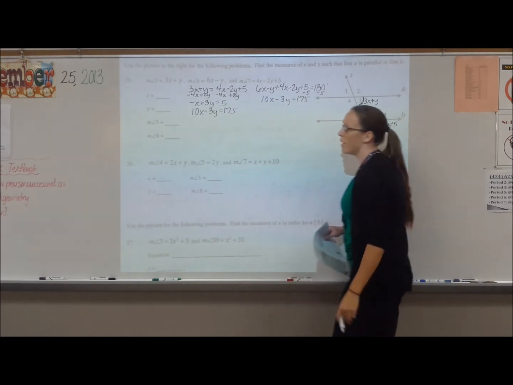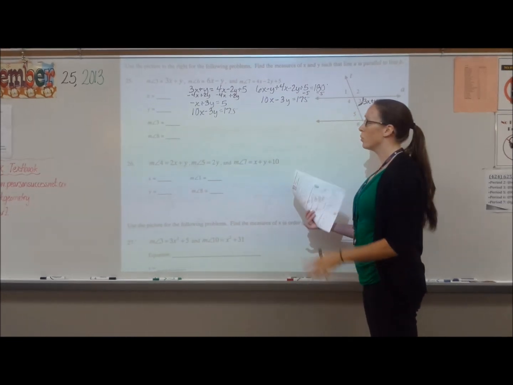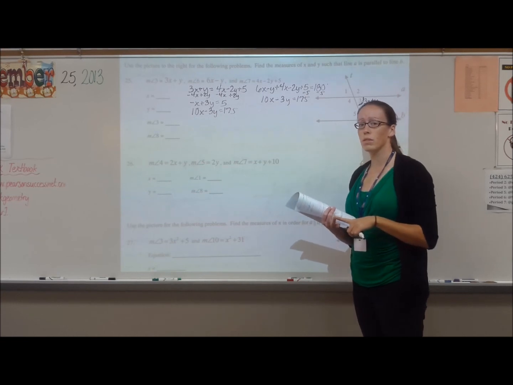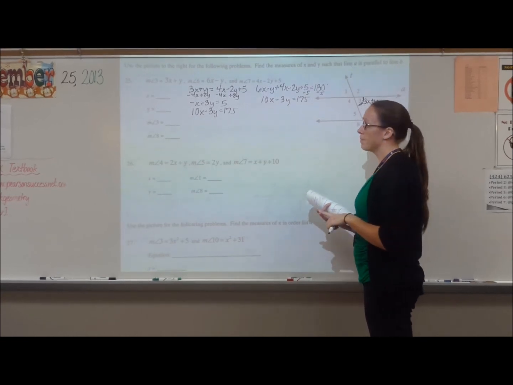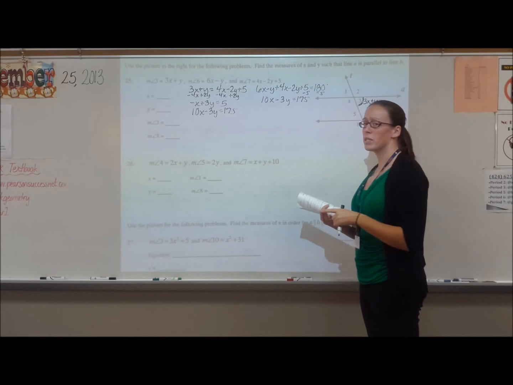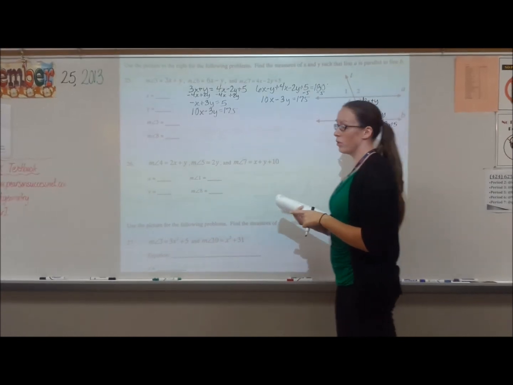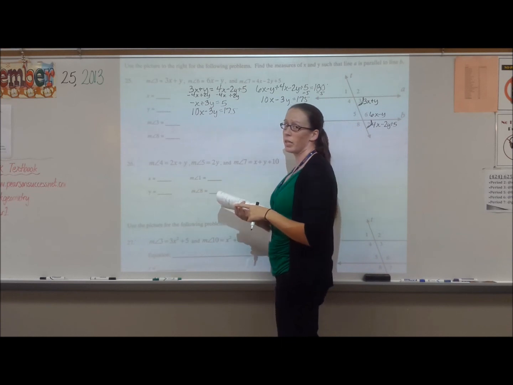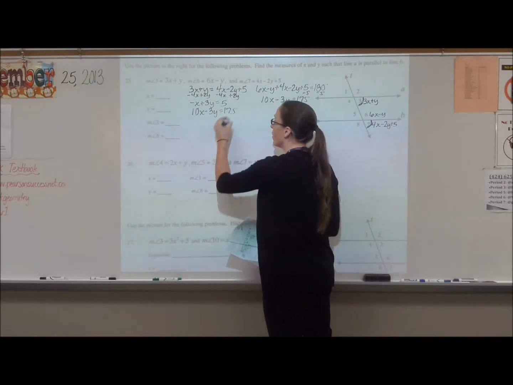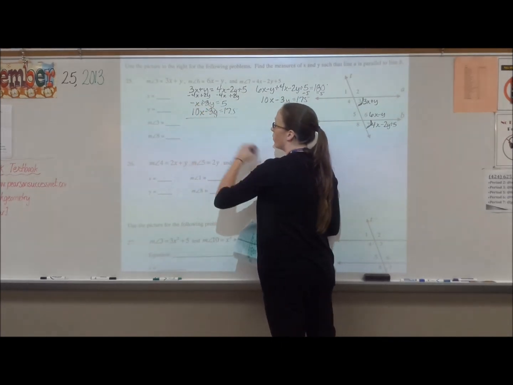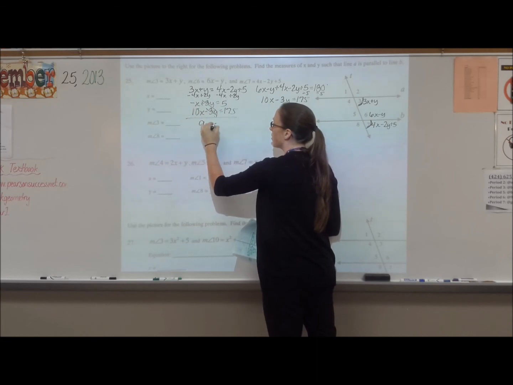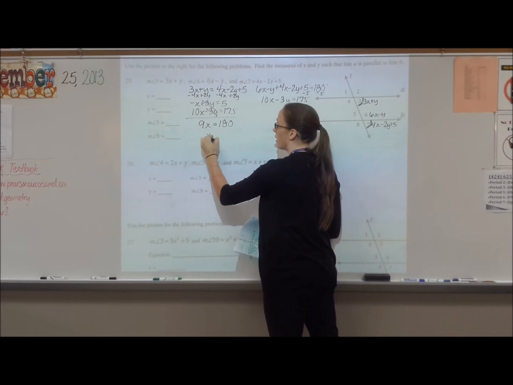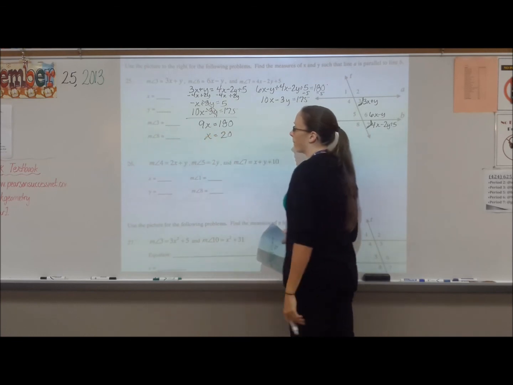And think about what method might be best here. Should we use graphing? Should we use substitution? Or should we use elimination? Which one are we set up for? If you're looking at that y term, we've got a plus 3y and a minus 3y. I think elimination would work out very well. Go ahead and eliminate y. 9x equals 180. Divide by the 9 both sides, and now x is 20.